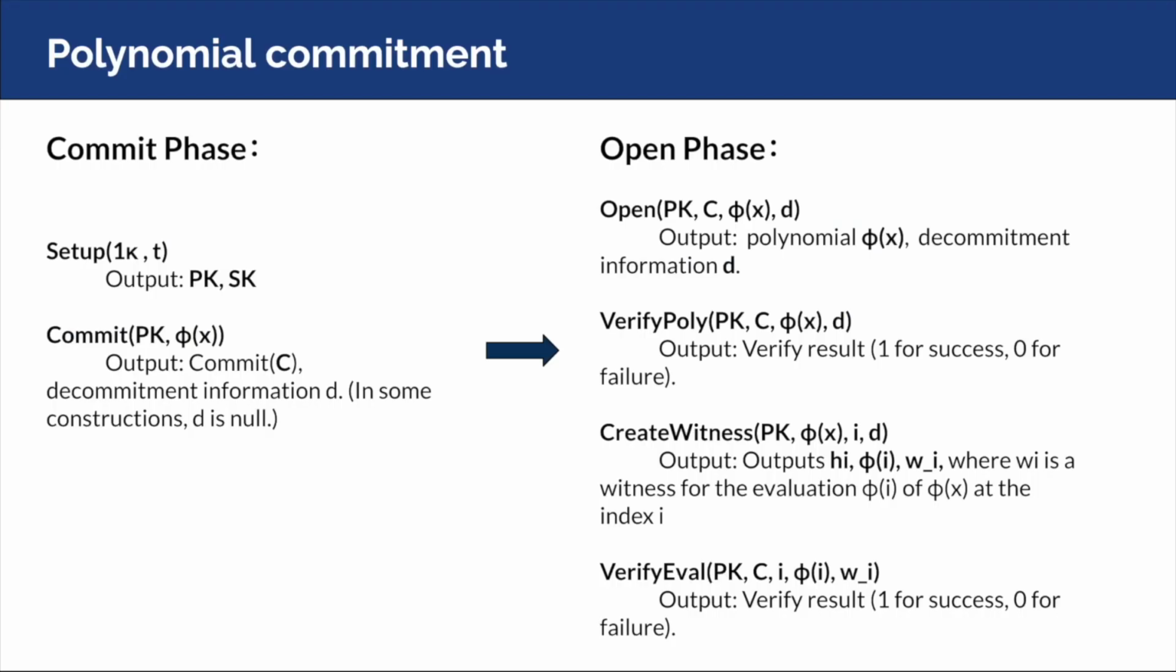A polynomial commitment scheme usually consists of two phases, the commit phase and the open phase. In the commit phase, the details of which are on the left side, the committer selects the polynomial and creates a commitment to represent it. For the open phase, the committer reveals specific information about the polynomial and provides proof to ensure that the information is consistent with the original commitment.